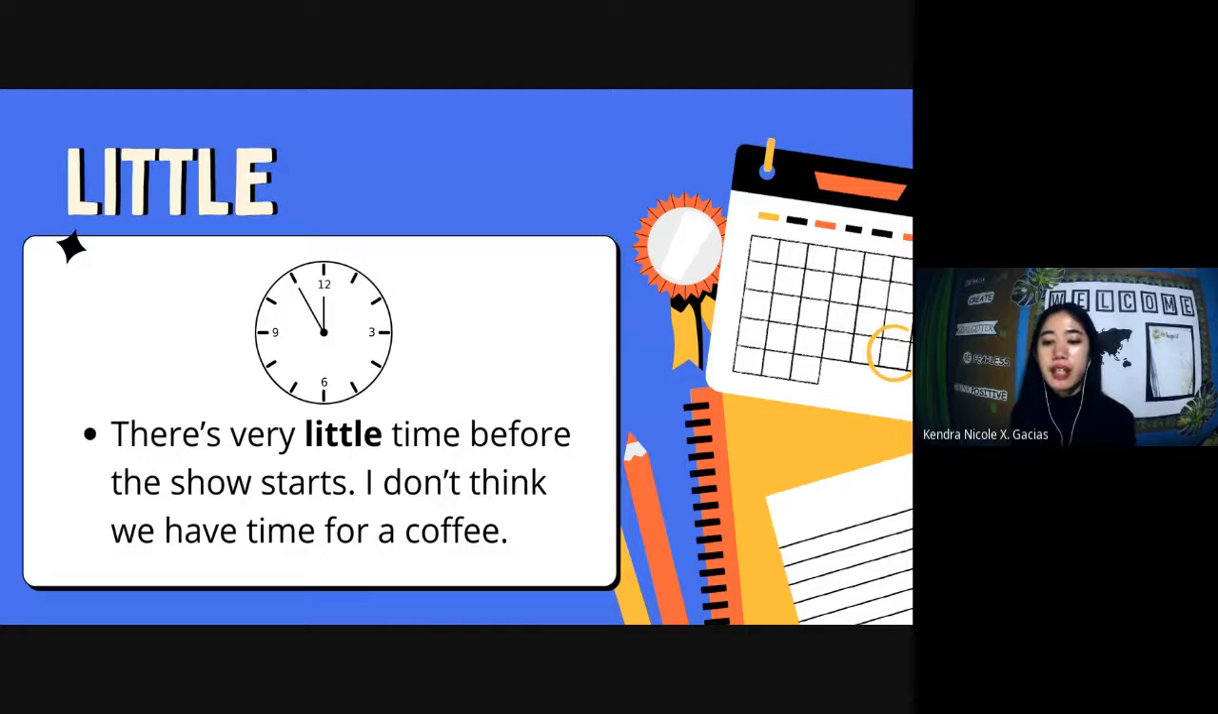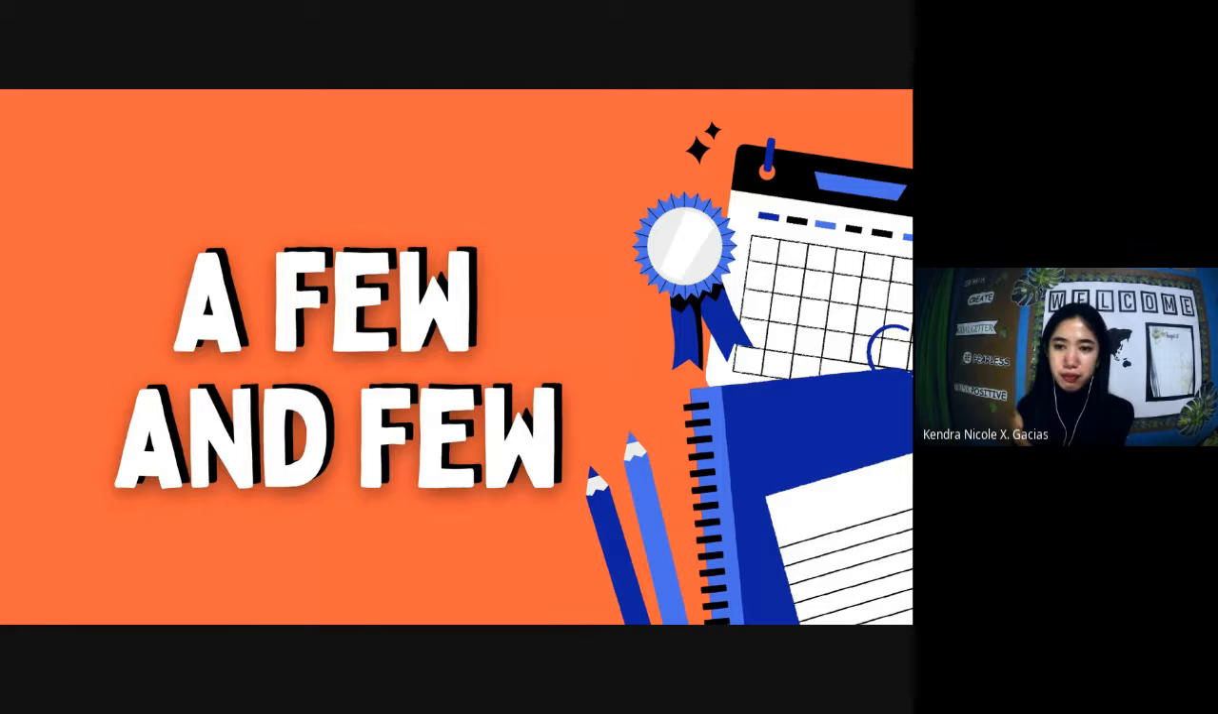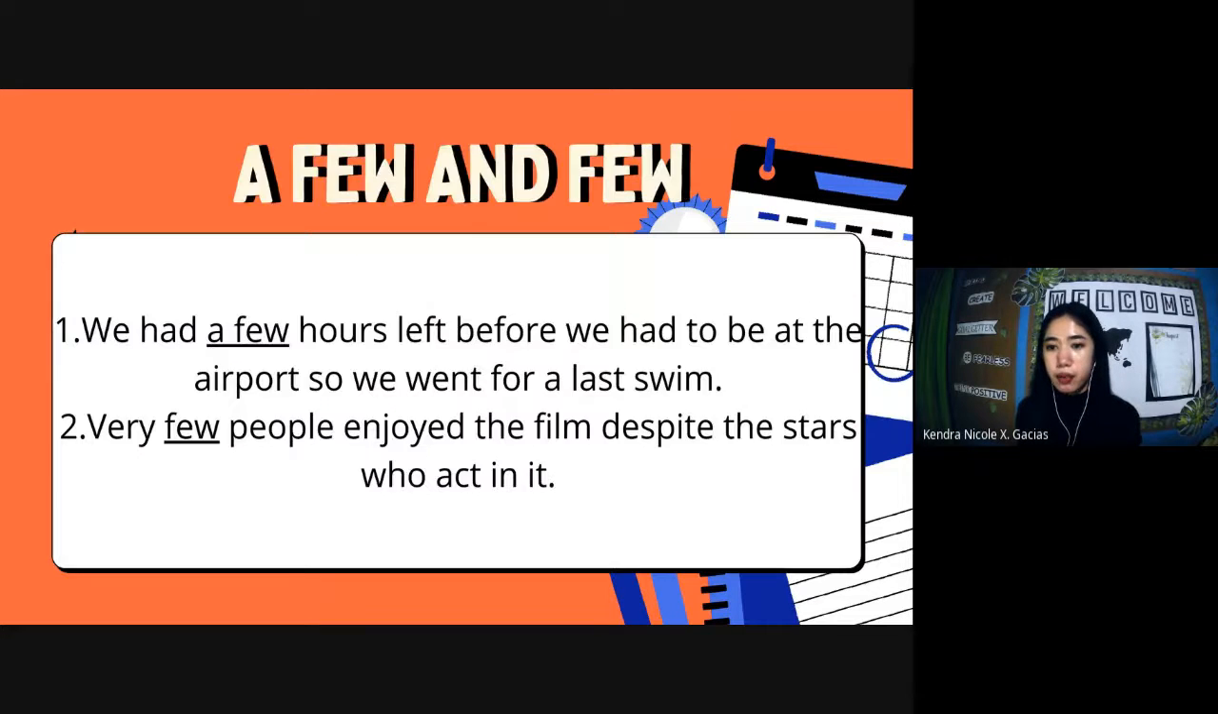Now, you already know that the quantifiers a little and little are used with a non-count noun. So let's proceed to the next quantifiers. Okay, a few and few. All right, so let's have examples first. Okay, let me read it for you. The first example is we had a few hours left before we had to be at the airport, so we went for a last swim. The second one is very few people enjoy the film despite the stars who act in it.